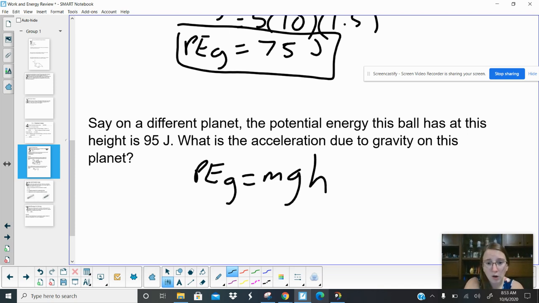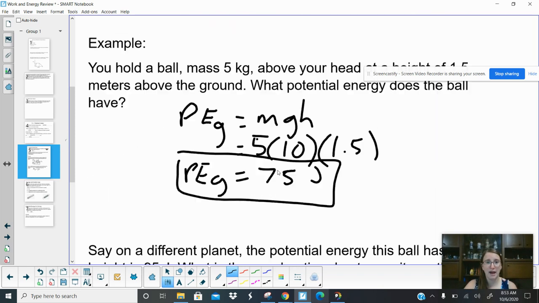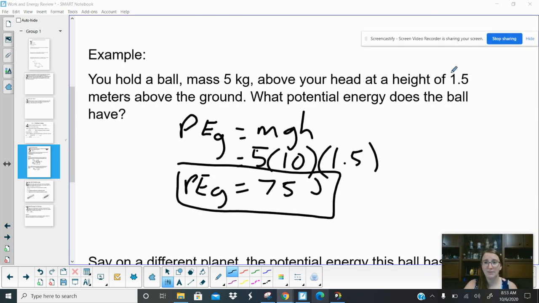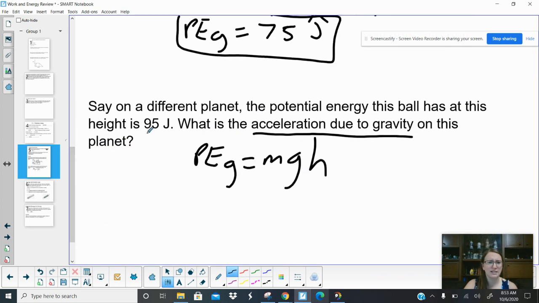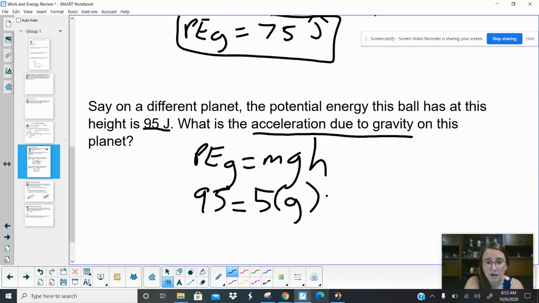We are looking for what is the gravity on this planet then? We still have the same mass. We still have the same height. We're looking for the gravity. Go ahead and give that one a shot. And again, this is the current potential energy on this planet. So all you got to do is plug in what we know and solve for what we don't. This is the potential energy on this planet. It's a mass of 5. We're looking for the gravity on this planet, and the height is still 1.5.